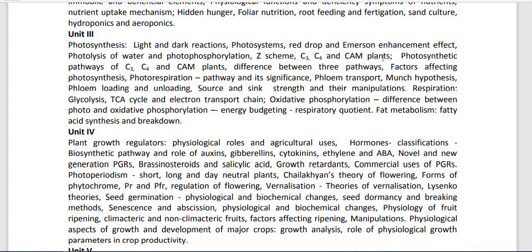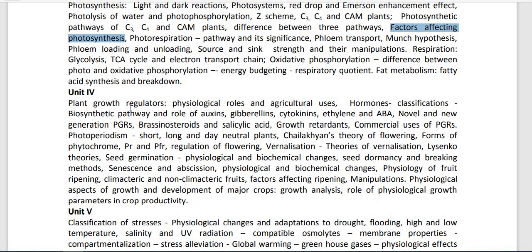Then some of the factors that affect the photosynthetic process, like sunlight and temperature, can affect photosynthesis. So you have to know the list of factors, both internal and external, that affect photosynthesis. Then photorespiration, it is also a major part.